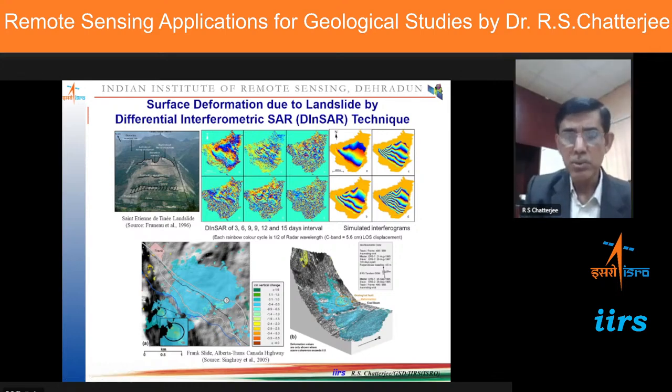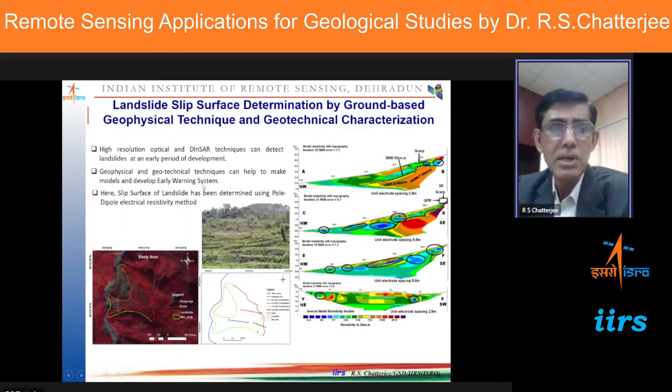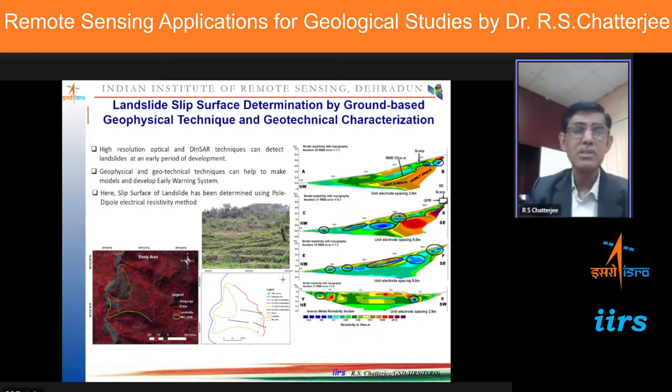Okay, just before the landslide. But here, what is required then? Slow movements. If we can measure, if we can monitor a landslide-prone zone, then we can tell when the landslide is going to happen. So that is the key of the early warning system.